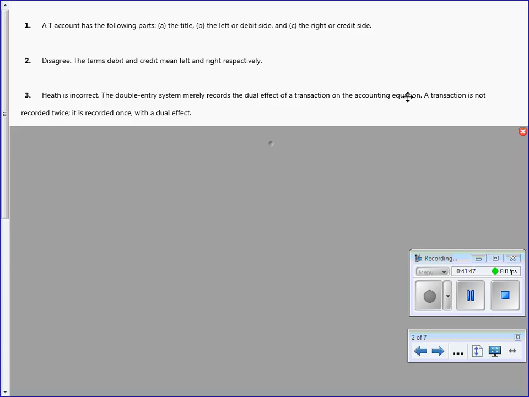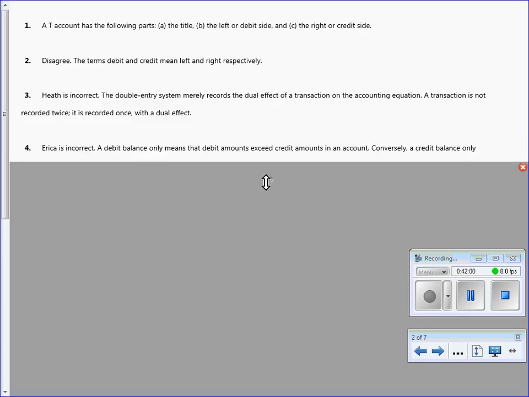Number 4, Erica Mendez, a beginning accounting student, believes debit balances are favorable and credit balances are unfavorable. Is she correct? No, she's not correct, because it depends on which side of the T you're on. A debit balance is favorable if it's a debit to cash, because that means you're getting cash. A credit balance is favorable if you are selling something and you have revenue.